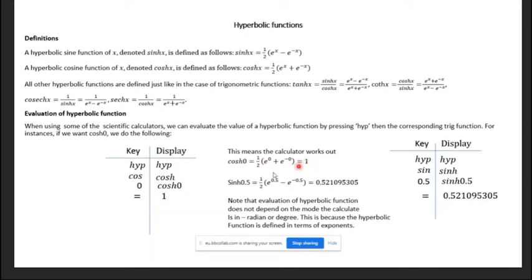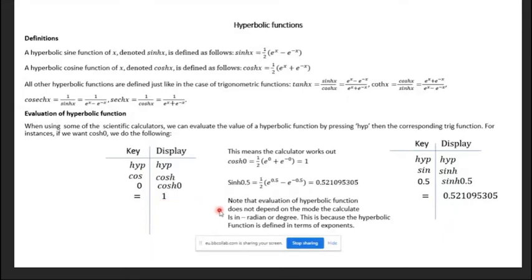Now, if you want to use the calculator to identify the same thing, you should have a button that is written HYP. You press HYP and you press cos. On the screen, you'll see cosh to show that we have arrived at the hyperbolic cosine. Then you press 0 because you want the cosh of 0. Once you press equal, it is going to indicate 1 as the answer.